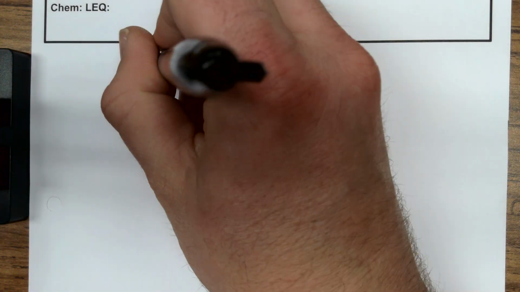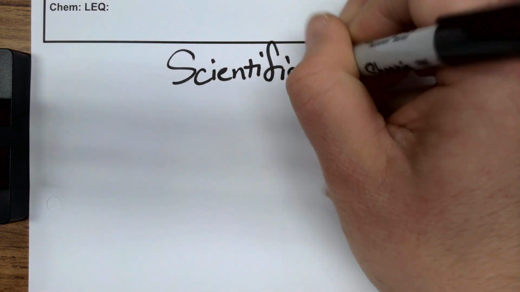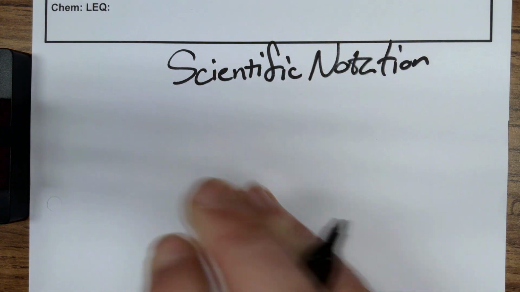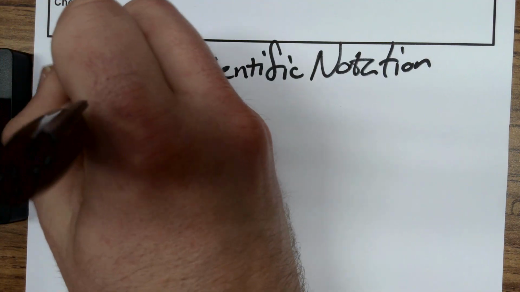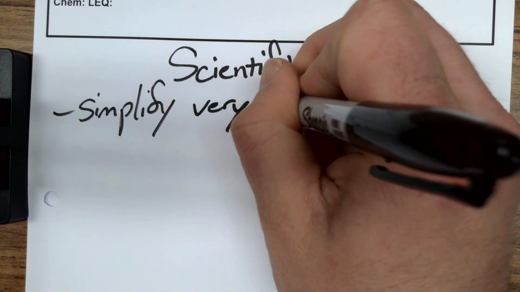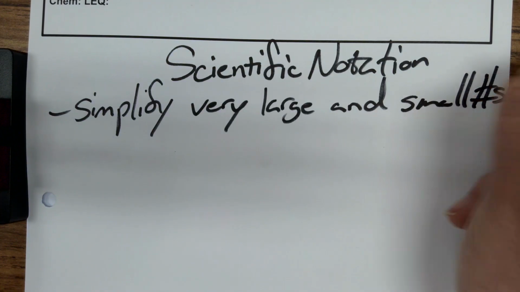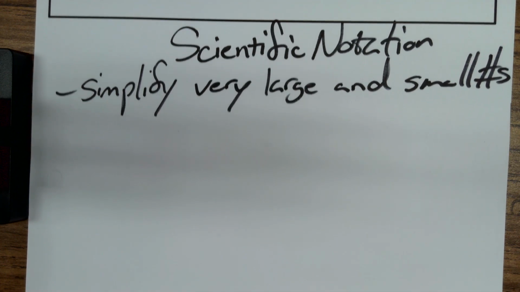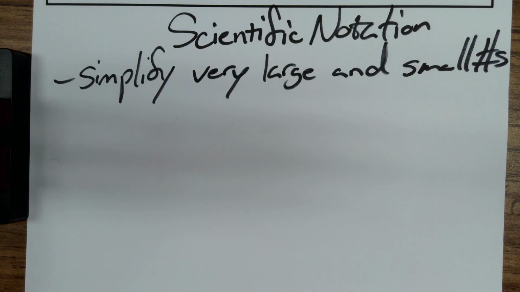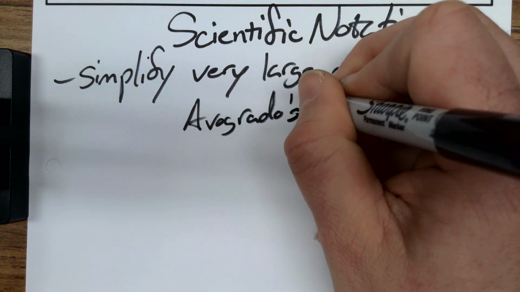But before we can get to going back and forth, we need to figure out what is scientific notation. It's a way for us to simplify very large and small numbers. A very large number that we are going to be working with, probably by February-ish, is going to be Avogadro's number. Now, you don't have to write down Avogadro's number, but I want you to see the type of numbers you guys are going to be working with.